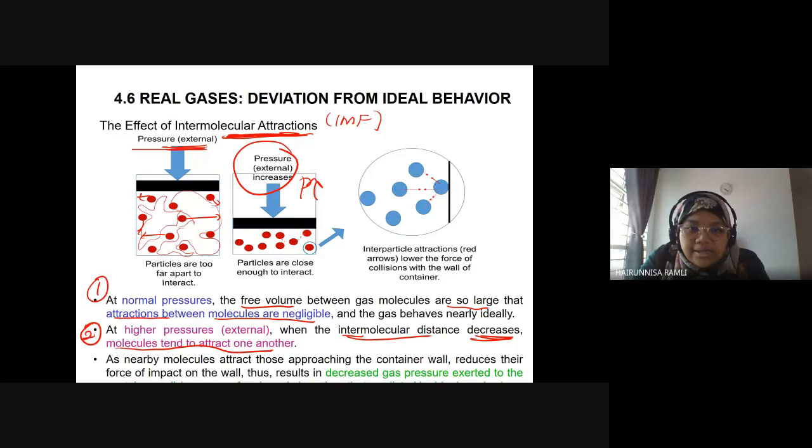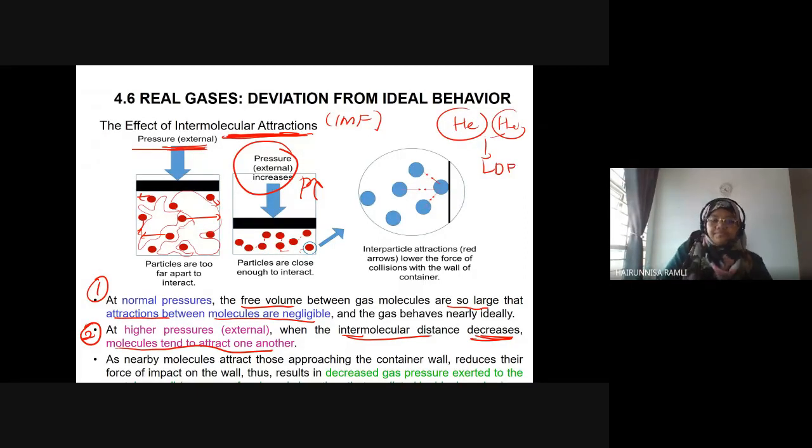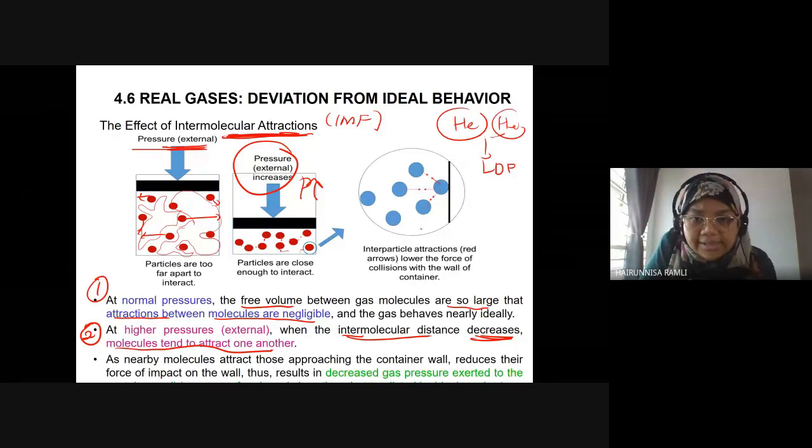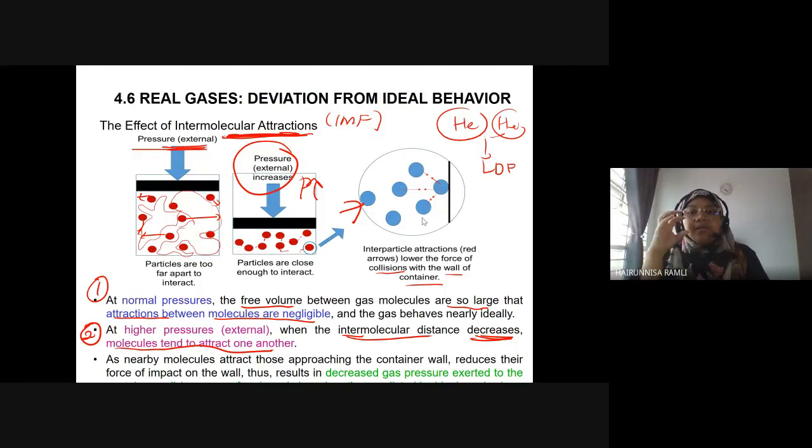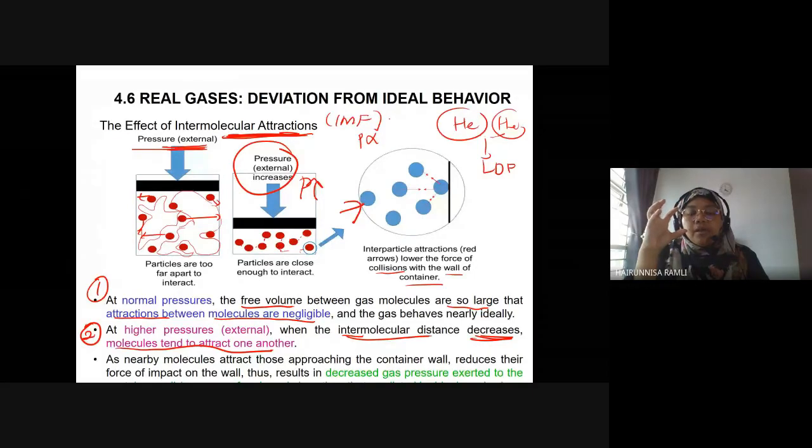So ada attraction. Attraction ni depends lah gas apa. Kalau saya kata dia gas helium, helium sesama helium, attraction dia apa? London dispersion forces. Okay, so you nak tengok lagi detail kat sini. This part. So the interparticle attraction, the red arrow, lower the force of the collision with the wall of container. Remember KMT, kinetic molecular theory. Teori dia, setiap partikel tu akan melanggar dinding wall of the container kan. Itu yang akan memberi pressure, because pressure is directly proportional to the collision.